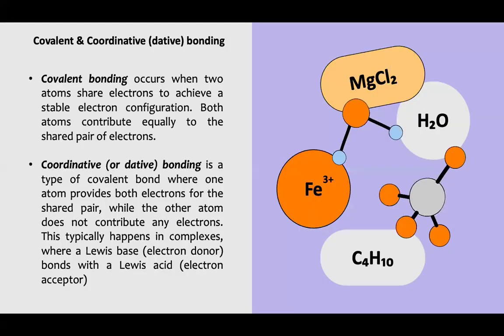Covalent and coordinate dative bonding. Covalent bonding occurs when two atoms share electrons to achieve a stable electron configuration, and both atoms contribute equally to the shared pair of electrons. Meanwhile, coordinate or dative bonding is a type of covalent bond where one atom provides both electrons for the shared pair, while the other atom does not contribute any electrons. This typically happens in complexes where a Lewis base electron donor bonds with a Lewis acid electron acceptor.